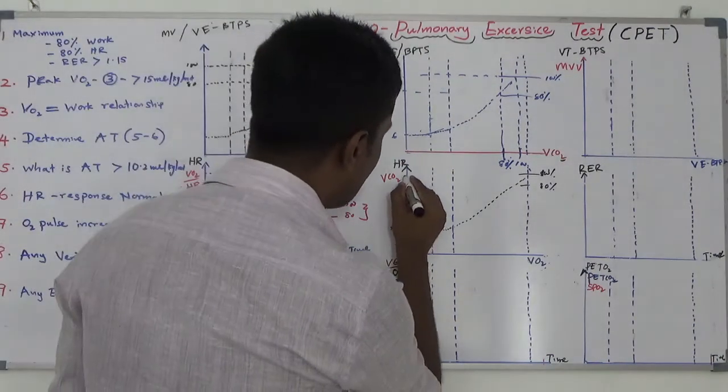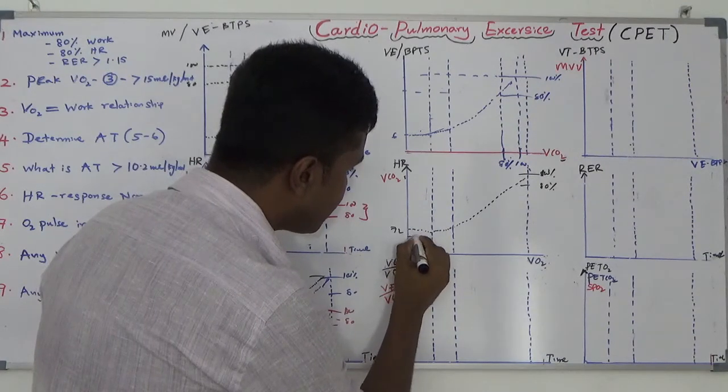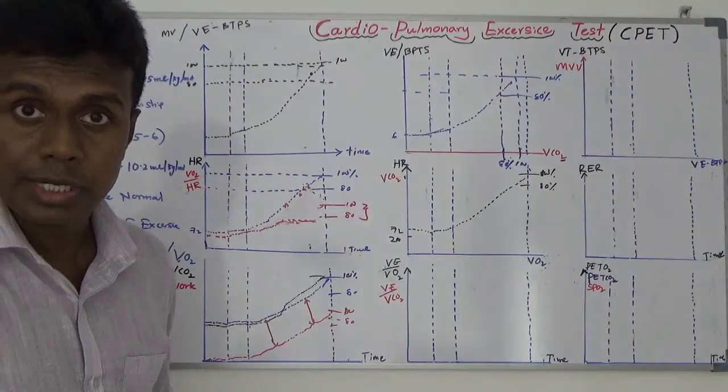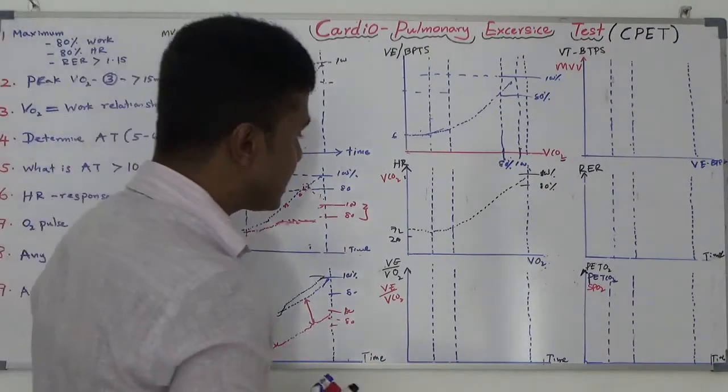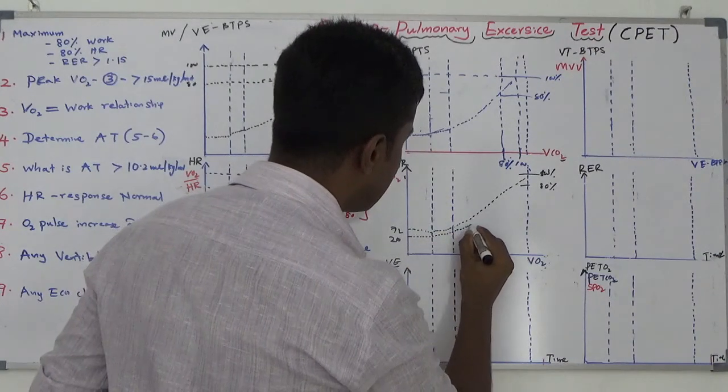VCO2, volume of carbon dioxide, started here with 200 ml. Volume of carbon dioxide started with 200 ml. It gradually goes up.